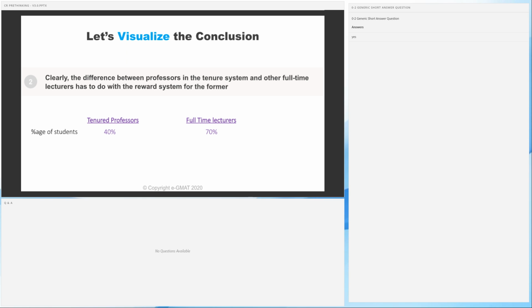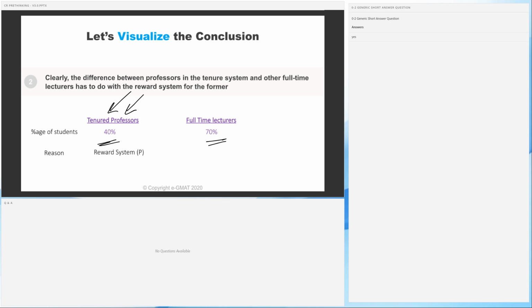So if you were to visualize this, what it's saying is tenured professors help 40% of the students, while full-time lecturers help 70% of the students do significantly better overall. And this is because of the reward system for this entity, which is tenured professors.